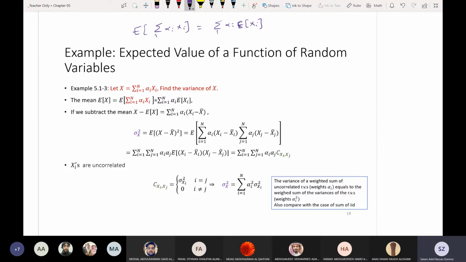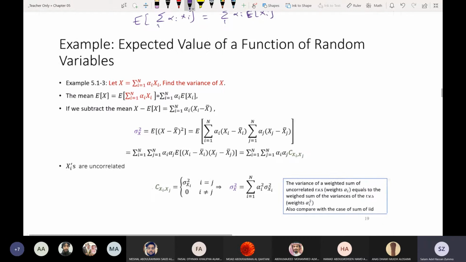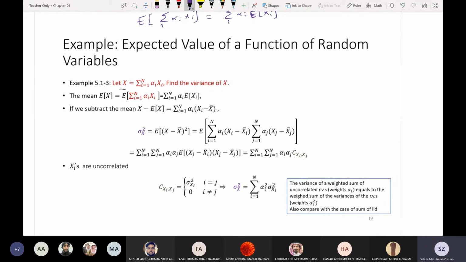Now let's look at the variance. So we'll repeat the same exercise for the variance. Here we have x equals the weighted sum of xi's, summation of alpha i xi, i goes from 1 to n. Let's find the variance of x. Last time we found the expected value of x. لو ترجعوا كذا slide قبل كده. Now let's find the variance of x.